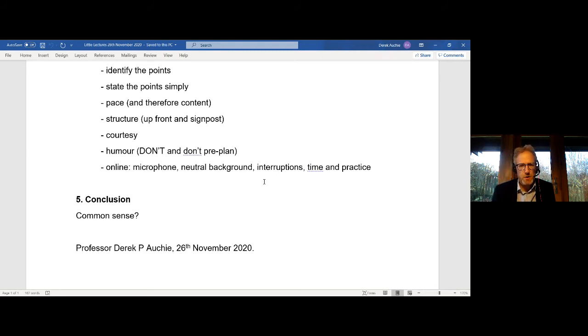You can get ones that are less obvious than this one with its red cable, which is maybe not the best idea. A neutral background, I hope I've got one of those. I'm in a cabin in my garden, and it's the garden behind me.